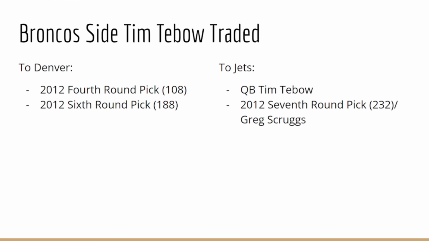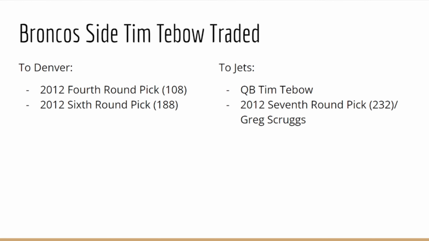Now, we would end up trading Tim Tebow to the Jets. After those 2 seasons that we had Tim Tebow, we would actually end up signing Peyton Manning that offseason. And so, of course, we had no need for Tim Tebow. So we'd ship Tebow and the 7th round pick, which would be 232nd overall, to the Jets. That 7th round pick would end up being Greg Scruggs in exchange for a 4th round pick, 108th overall, and a 6th round pick, 188th overall.